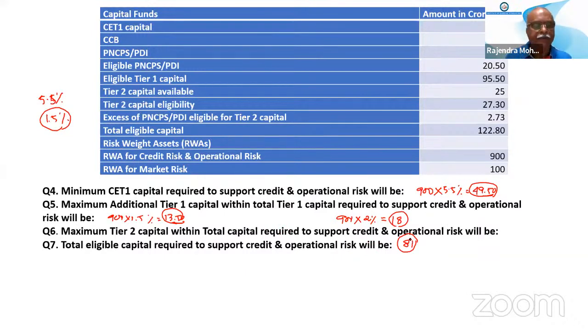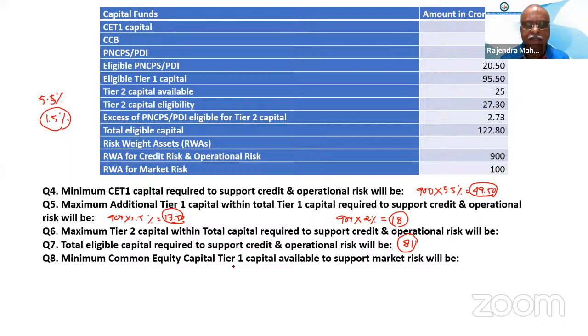Okay. Now next question is minimum common equity Tier 1 capital available to support market risk will be how much? 5.5.